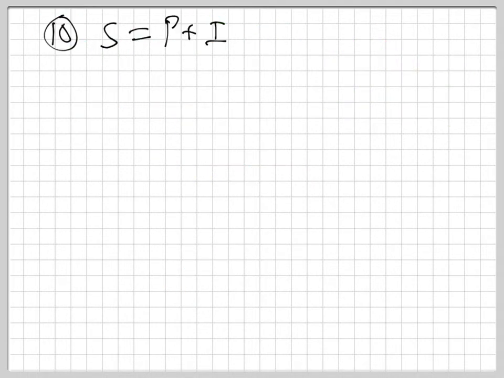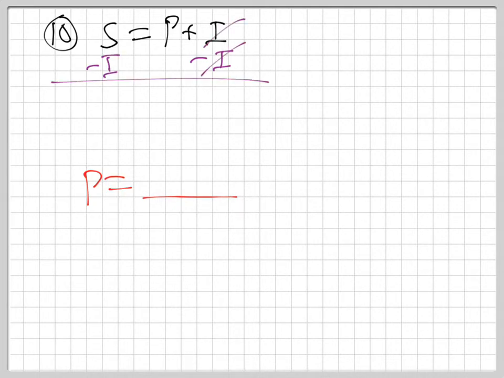Easy one. They want you to solve for P. They just say P equals and have a blank. Can you solve that equation for P? Yeah, so that one will be easy for you. Just subtract the I from both sides. Gonzo. P equals S minus I. That good? S minus I. There we go. All right, that was a nice easy one.